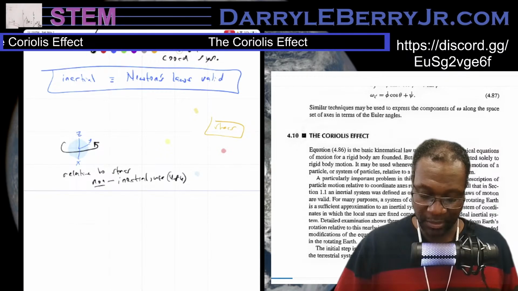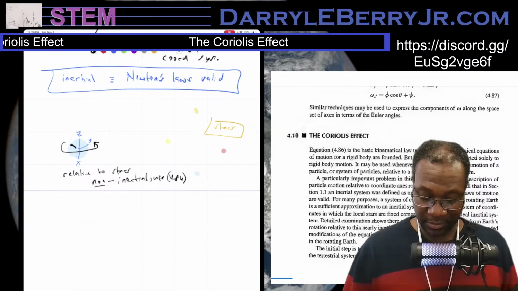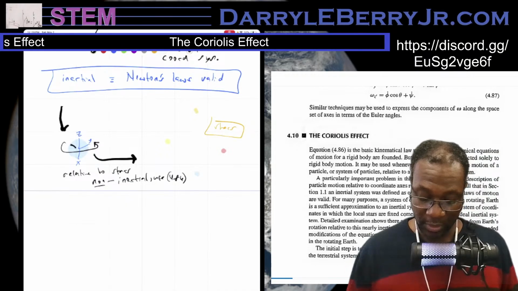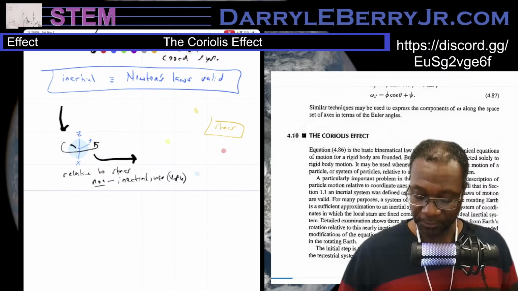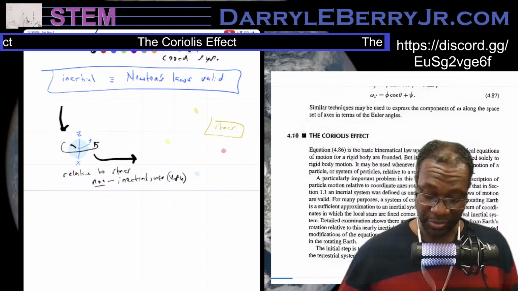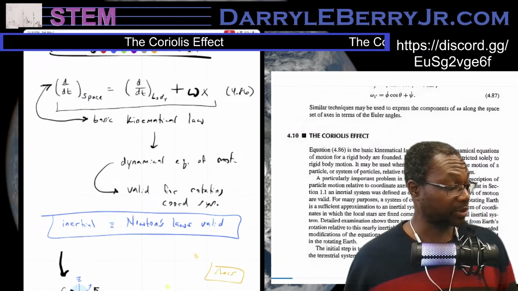Because for instance, if I move from here to here on the Earth, relative to the Earth, I can say it's inertial. But since the Earth is moving relative to the stars, really there's other motion going on. From the perspective of the stars, you move differently than how you moved in that little distance. And the adjustment of equation 4.86 will give us that, is what I'm understanding.